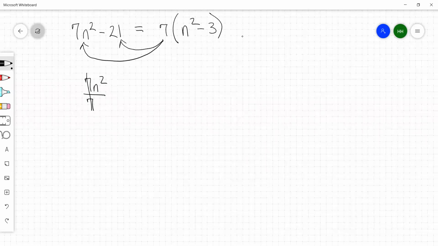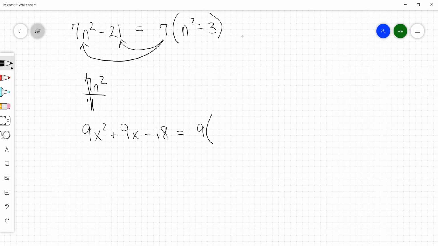9x squared plus 9x minus 18. All right, again, your leading term is not a positive or negative 1. So you ask yourself, does it go into every term? And 9 goes into 9 and 18. So you can factor out a 9.